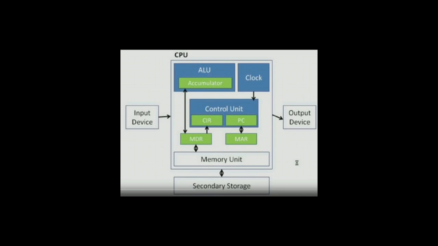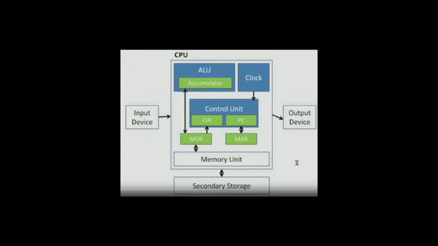MDR stands for Memory Data Register, which is a special register in a computer CPU, that is, the central processing unit, that stores the data that is being transferred to or from the main memory. The role of MDR in memory access is to act as an interface between the CPU and the main memory. When the CPU needs to read data from the main memory or write data to the main memory, it uses the MDR to transfer the data.